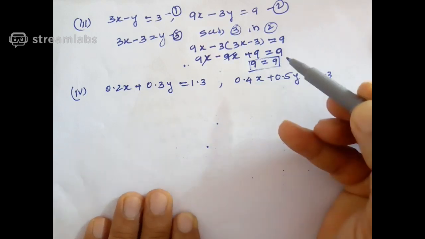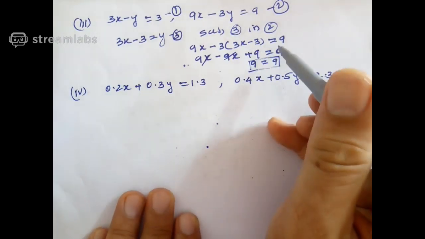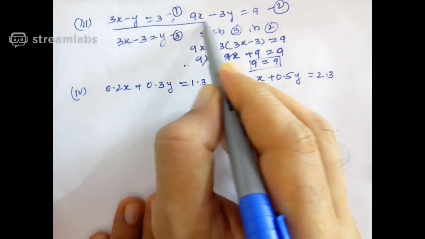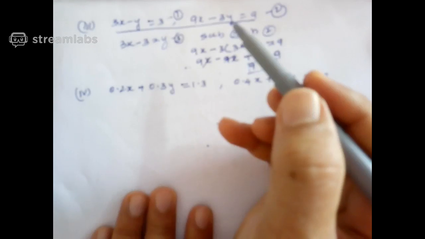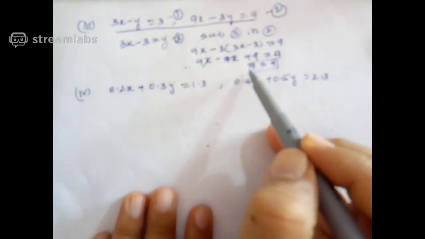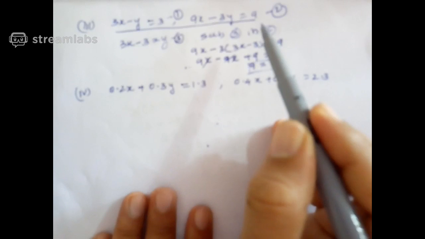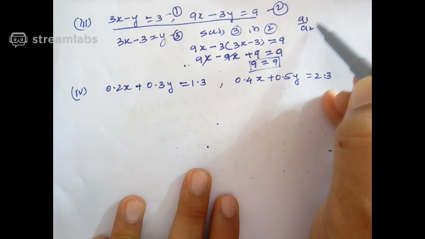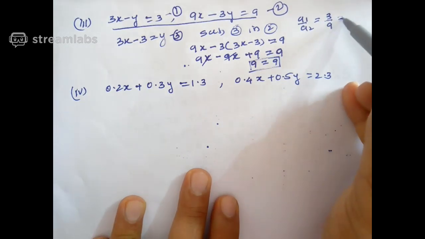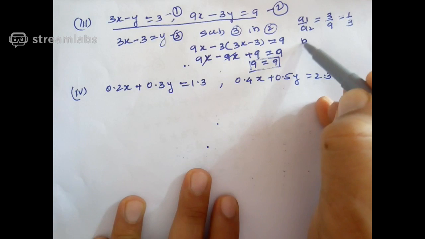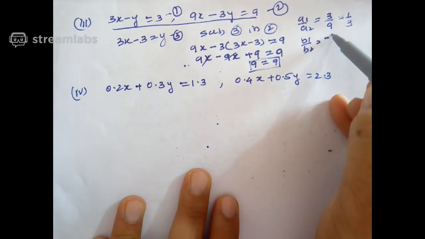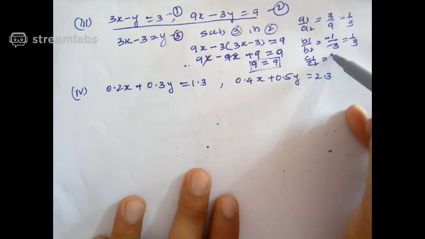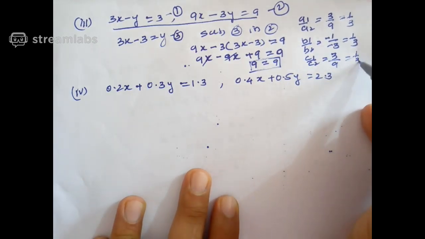Why did we get this value? We didn't get what is x and what is y. We got 9 is equal to 9 because these two lines are coincident lines. Whenever, while solving, we get like this, they are coincident lines. Why are they coincident lines? Just check a1 by a2. a1 by a2 is 3 by 9, which is 1 by 3. b1 by b2 is equal to minus 1 by minus 3, which is 1 by 3. c1 by c2 is equal to 3 by 9, which is 1 by 3.